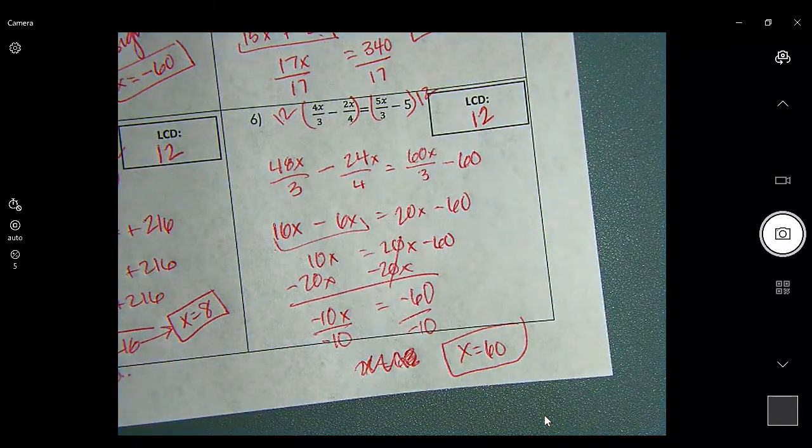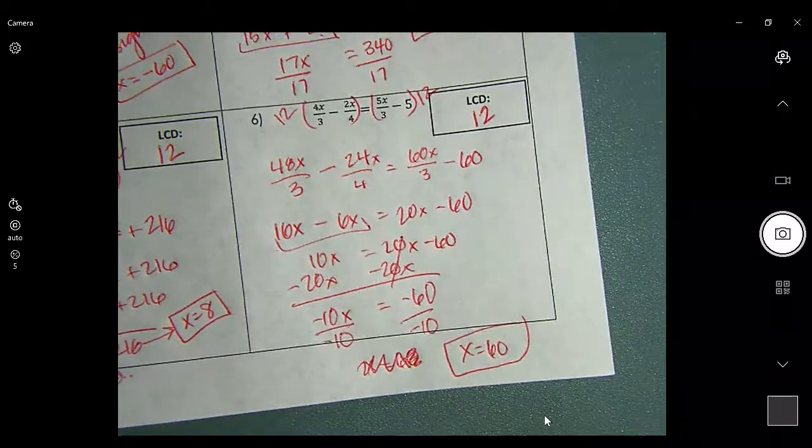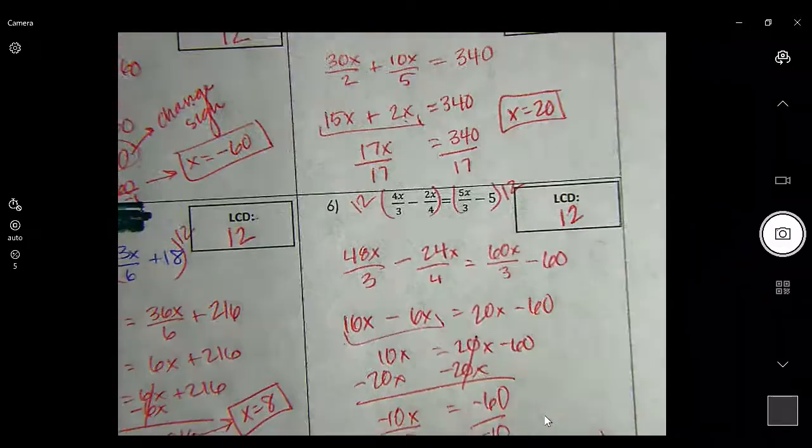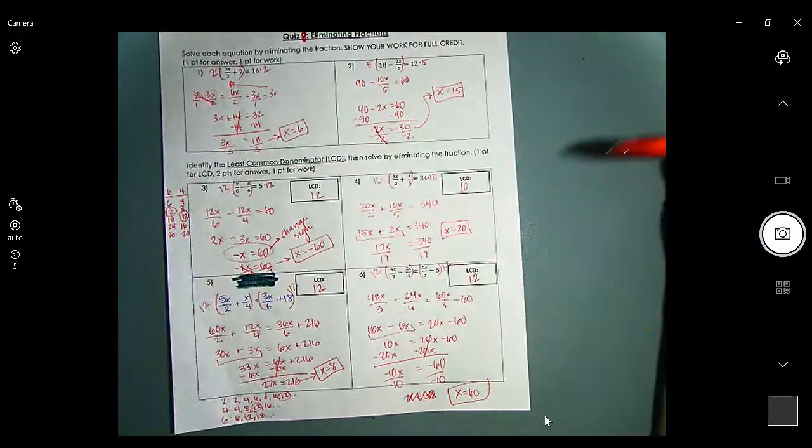All right, those are the questions for our practice quiz today. Tomorrow it will be very similar to this, just with different numbers. Again, make sure that you are writing the least common denominator for these 4, and then showing your work for all 6 of them, okay?